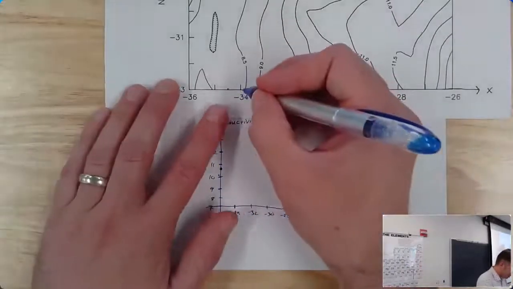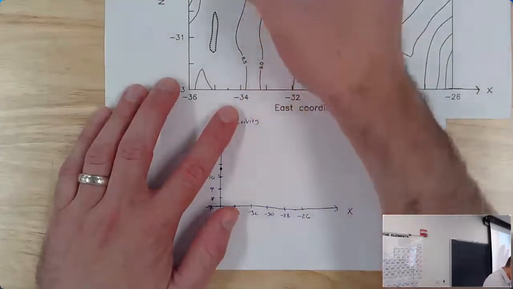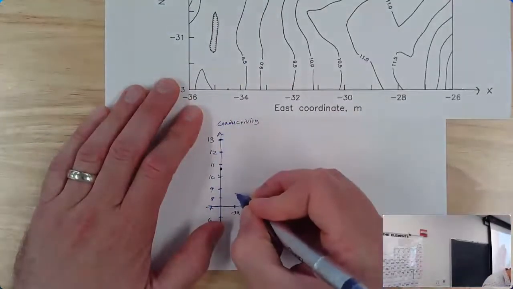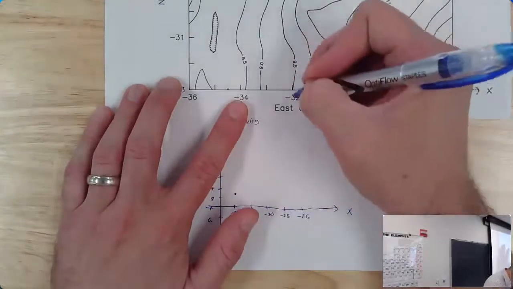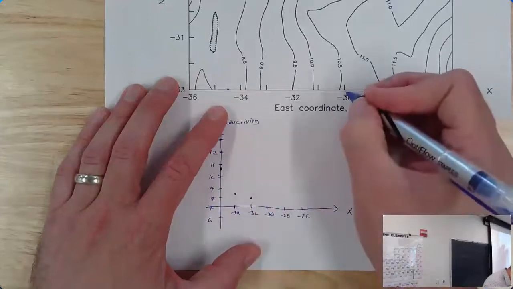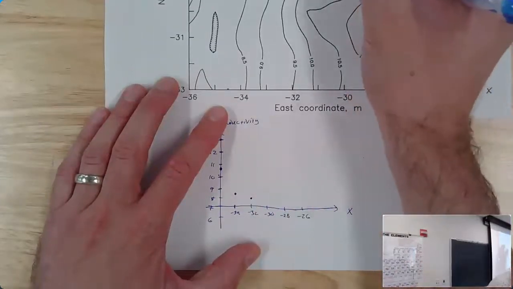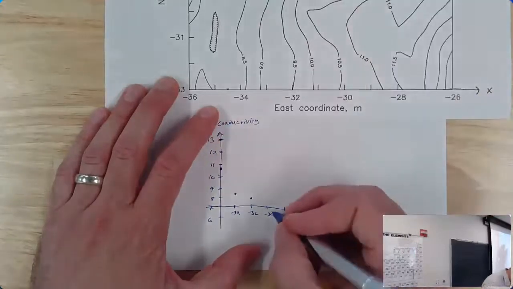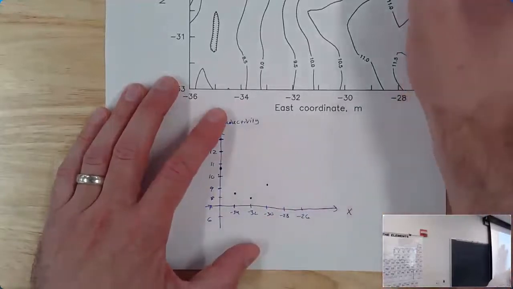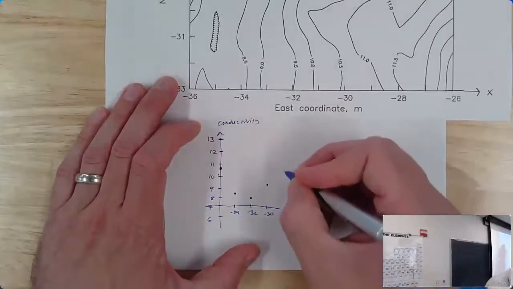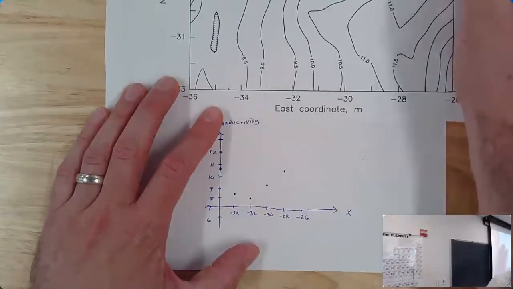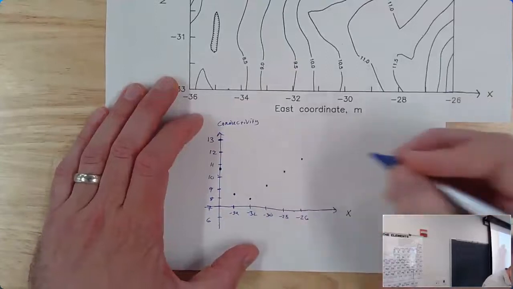And then I'm just going to look at each of the values. Negative 34, my value is almost right at 8.5. At negative 32, my value is right about 8. Negative 30, my value is between 9 and 9.5. At negative 28, my value is between 10 and 10.5. And at negative 26, my value is a little bigger than 11. So that's kind of what it looks like.